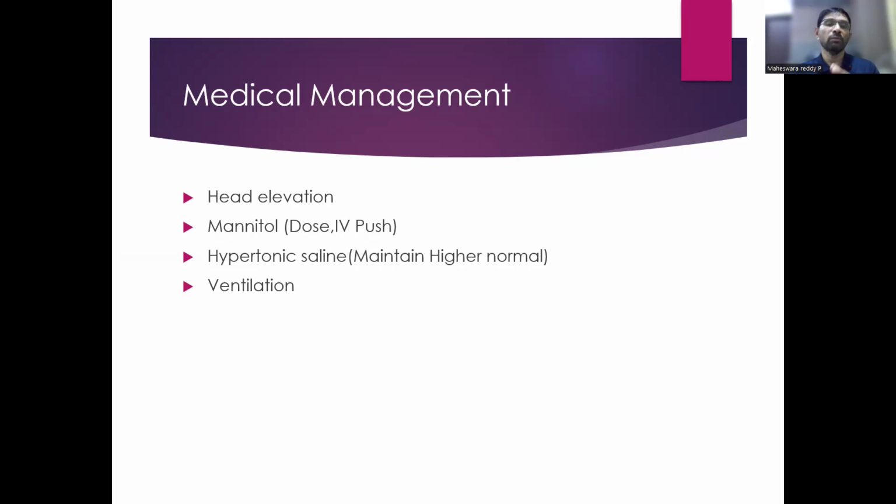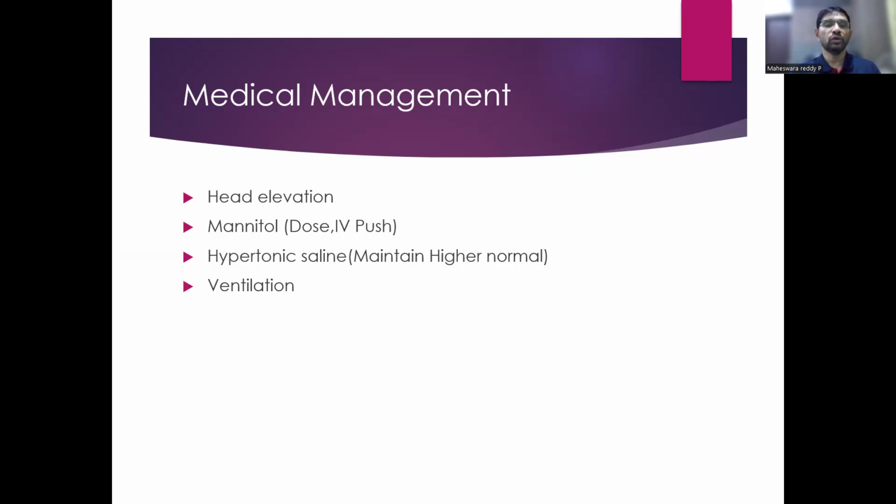So what is the route of administration? It is IV push. We have to transfuse rapidly over a period of 10 to 15 minutes. We should not give it like a slow IV transfusion because it will not reduce ICP. It will only cause diuresis if you give it slowly. So you have to give IV push over a period of 10 to 15 minutes.